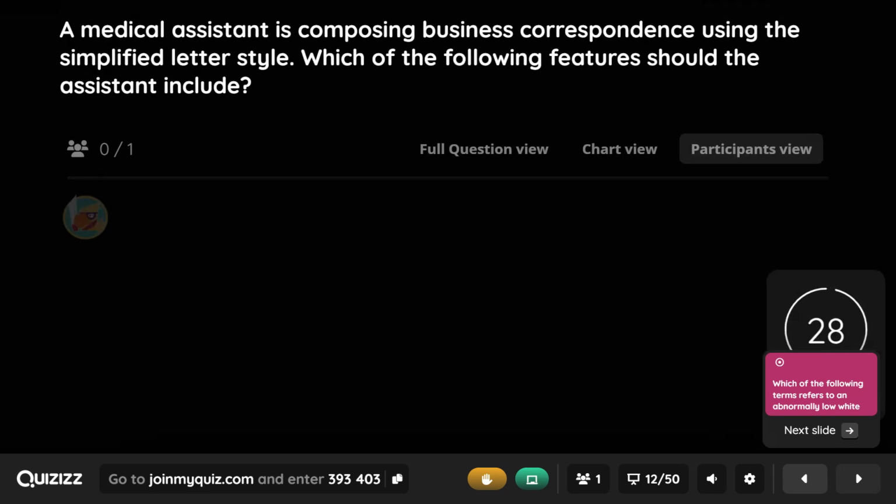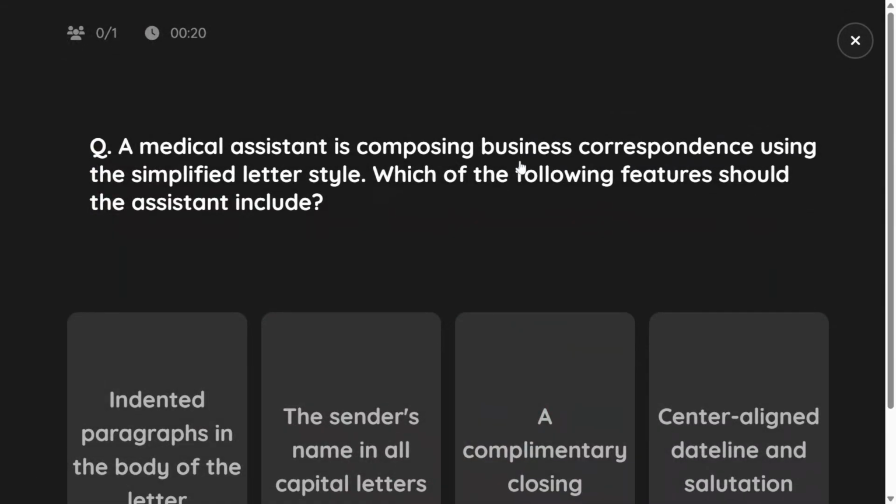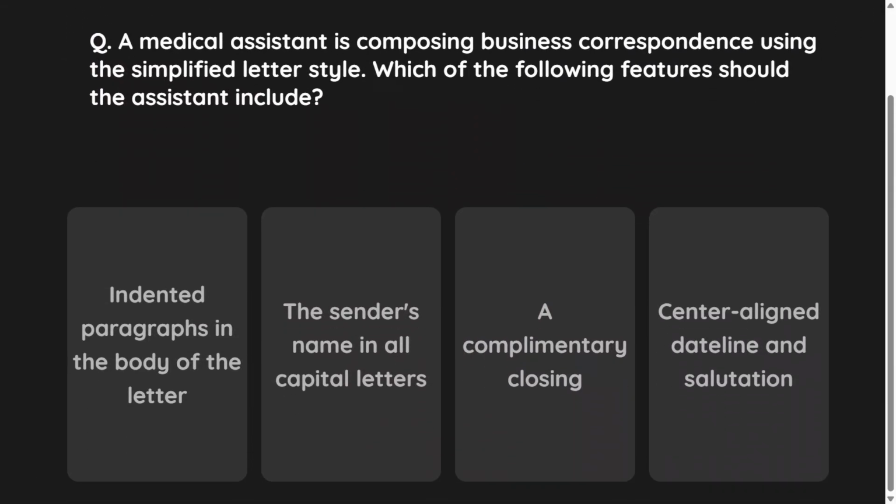A medical assistant is composing business correspondence using the simplified letter style. Which of the following features should the assistant include? Indented paragraphs in the body of the letter, the sender's name in all capital letters, a complimentary closing, or center-aligned dateline and salutation. We're talking about the simplified letter style. Out of these four options, which one should be included?